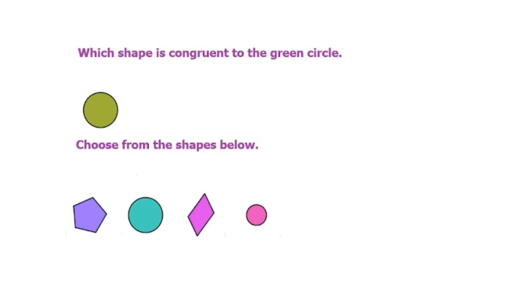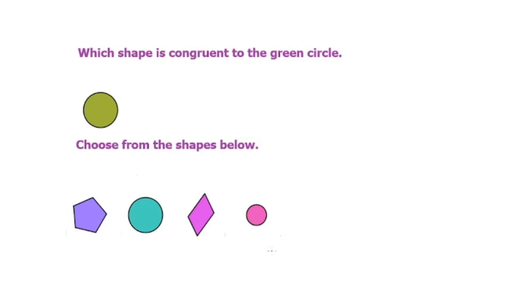Congruent just means the same shape and the same size. And it has nothing to do with color. So color doesn't come into the picture on this. So when I'm looking at these shapes, I just need to look at which one is the same shape and the same size.